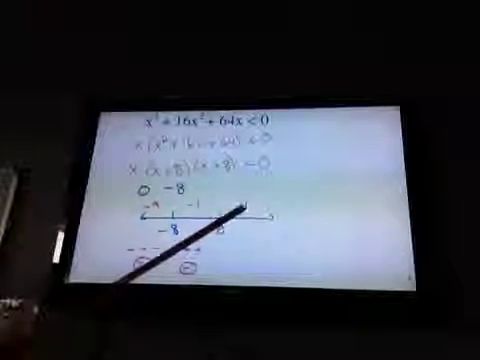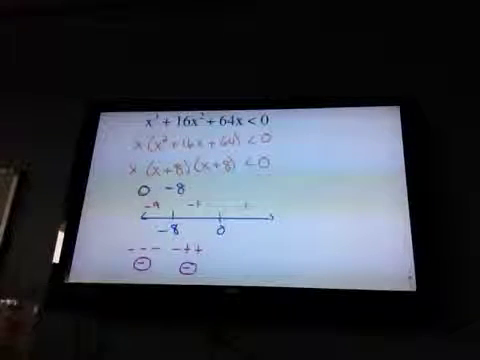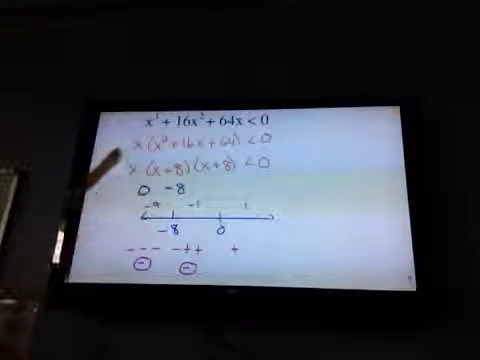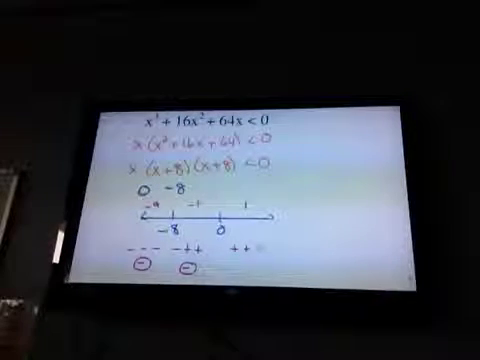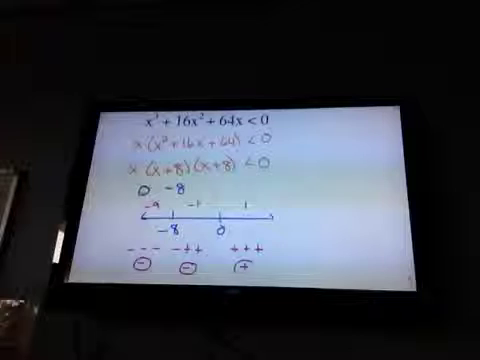And my third piece, my 1. 1 ends up positive. 1 plus 8, positive. 1 plus 8, positive. And a positive, positive, positive is positive.